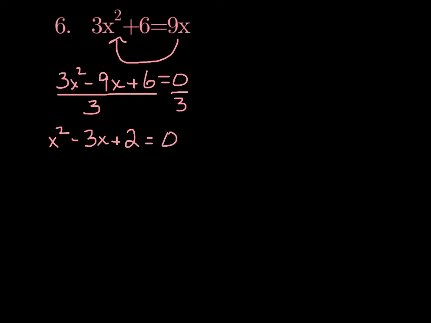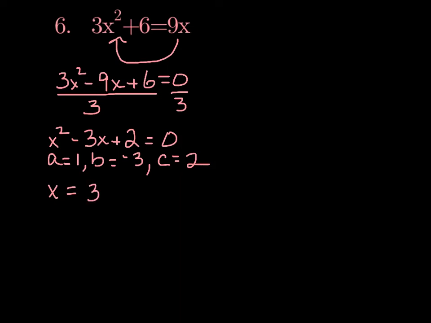So there I go. So I know that my a is 1, my b is negative 3, and my c is 2. Okay, so I'm just going to plug it into the quadratic formula. So x equals negative b. Well, since b is already negative, then negative b would be a positive.